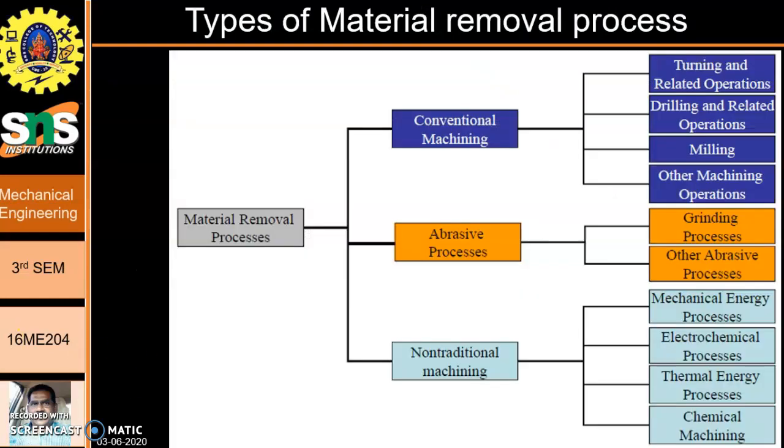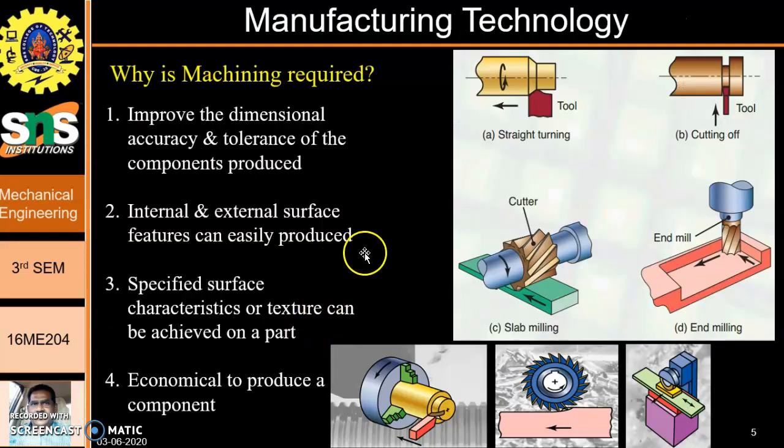Then we looked into the various types of material removal processes. We also looked into why you have to go into this. In milling, more prismatic components can be made. Everything is symmetric about an axis here. And these are the different types of milling. Internal and external surfaces can also be done using this.